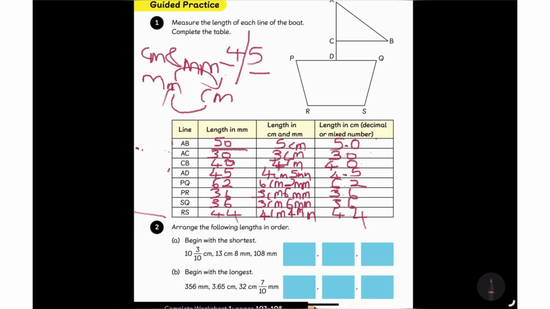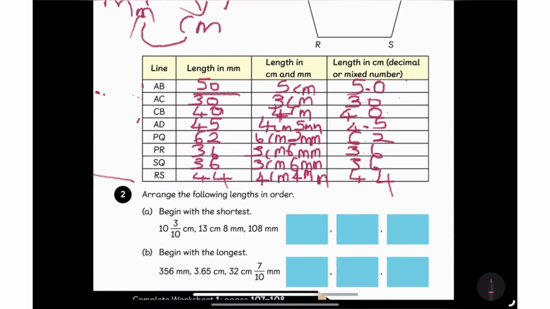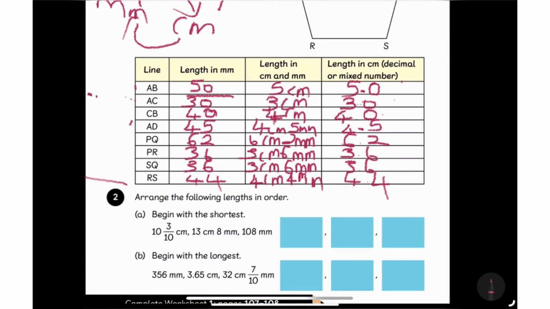Begin with the shortest. So they want us to arrange it again, all right? So shortest is my ascending order. Always look at the question. So 3 over 10 centimeter, 13 centimeters, 108 millimeters, right? Now, first and foremost, what we are going to do is convert it. So you're going to understand, are you going to convert everything into millimeters or all of the things into centimeters? Because I have centimeter, centimeter, I can do the same with this one.